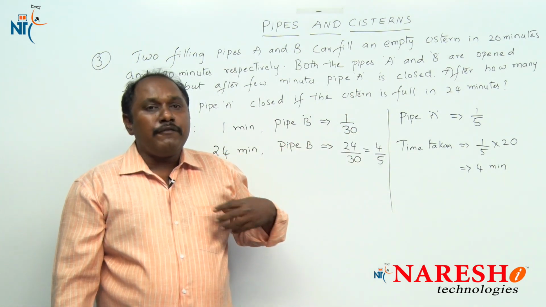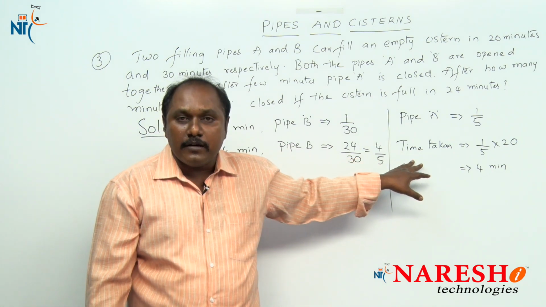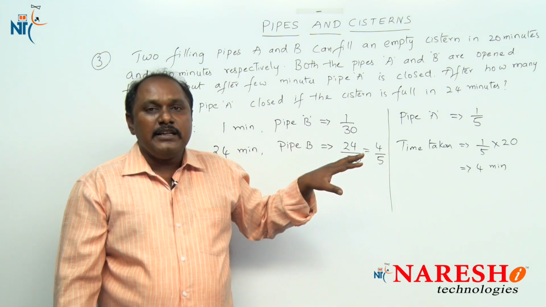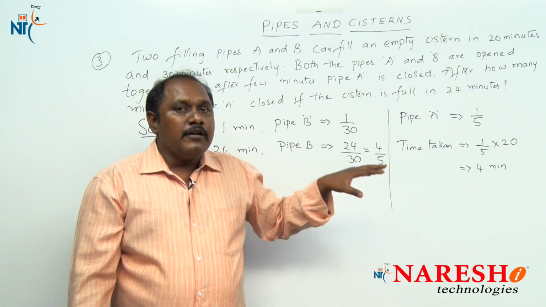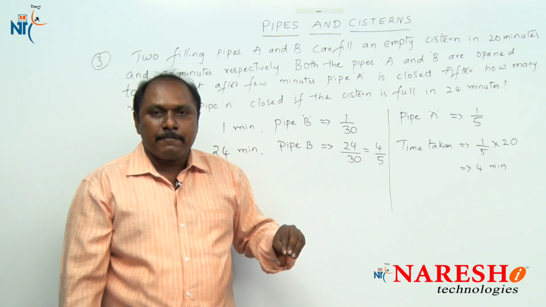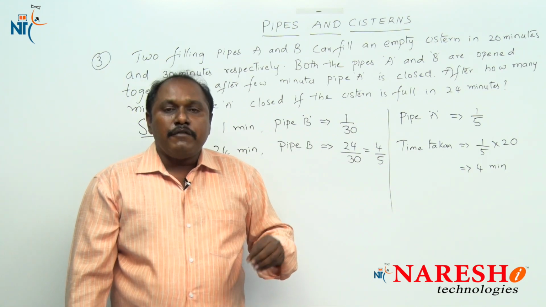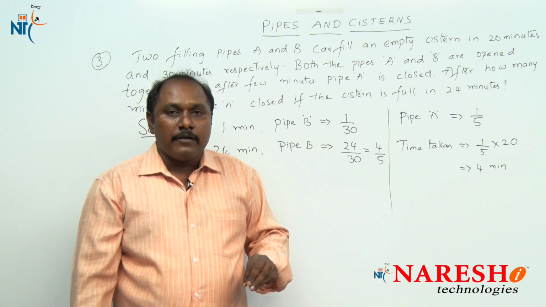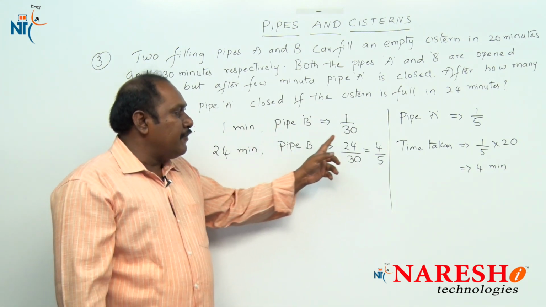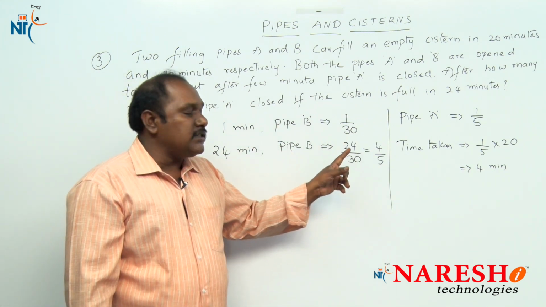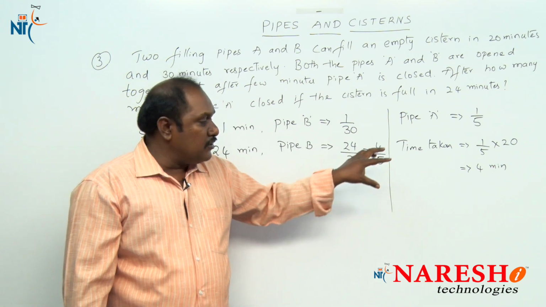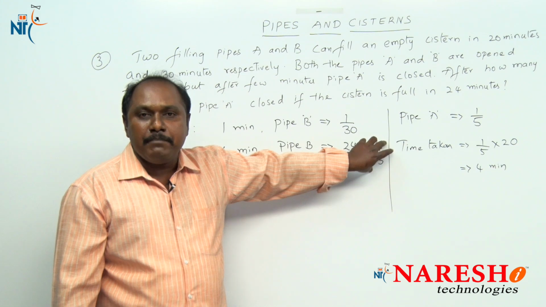Now, I need to find out for how many minutes pipe A is opened. For that, I need to find out how much part of the tank is filled by pipe A. For that, I must know how much part of the tank is filled by pipe B. For that, I must know for how many minutes pipe B is opened. So, if you look into the solution once again, pipe B is opened for 24 minutes. In 24 minutes, it fills 24/30, that is 4/5 of the tank. So, this is the part of the tank filled by pipe B.